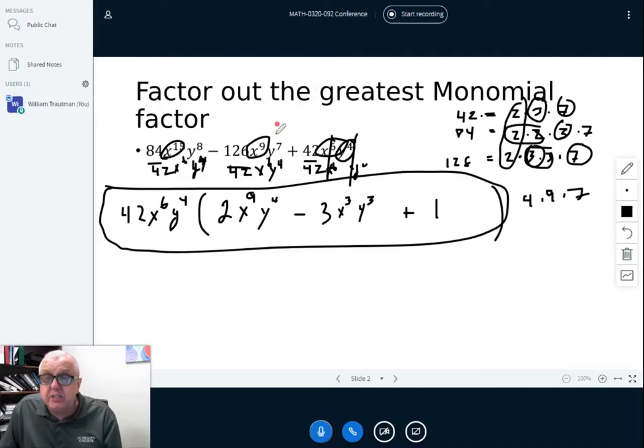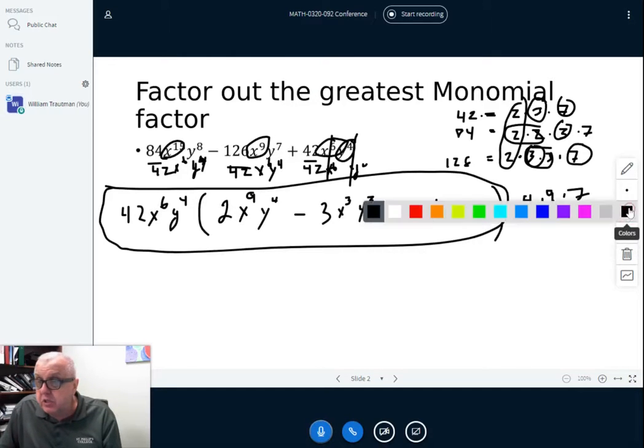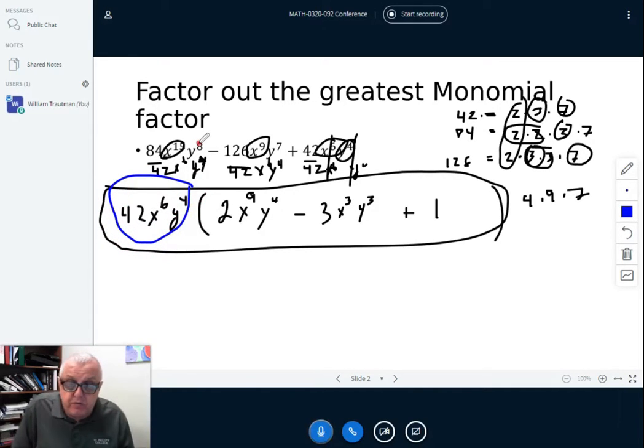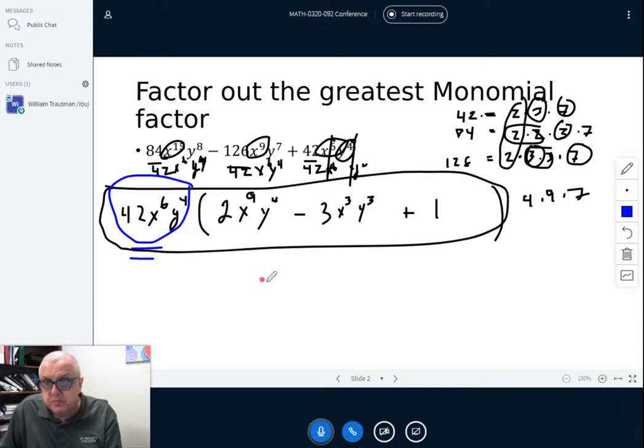But it says what is the greatest monomial factor? And this is the monomial factor. What divided out? 42x^6 y^4 is what divided out. So this is the monomial, the factor that got divided out. They call it monomial because it's a one-term thing.